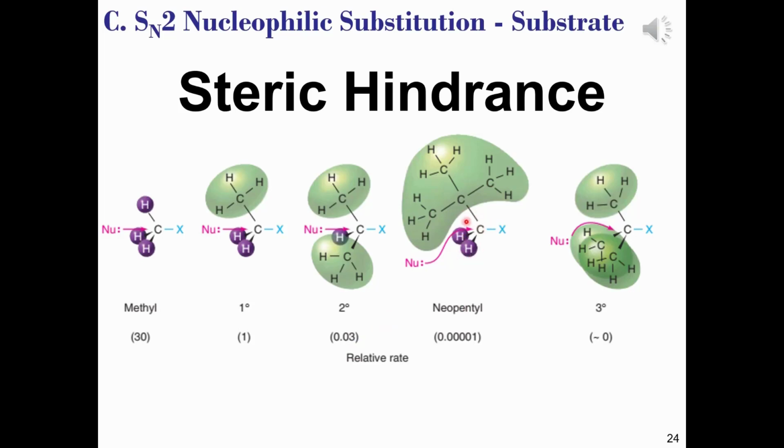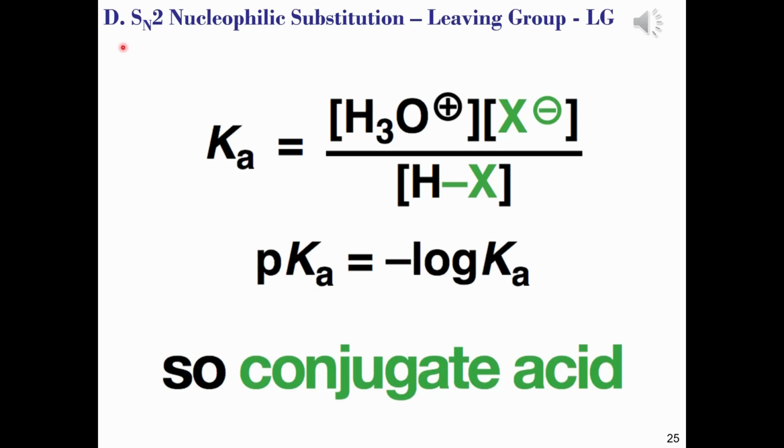This provides a significant amount of bulk and prevents the access of the nucleophile to that electrophilic carbon, even though this is technically a primary carbon. And it is virtually impossible for a tertiary substrate to react via this mechanism at all. This concludes part C. In this video we're going to look in more detail at the leaving group and its impact on the rate of reaction for an SN2 reaction.